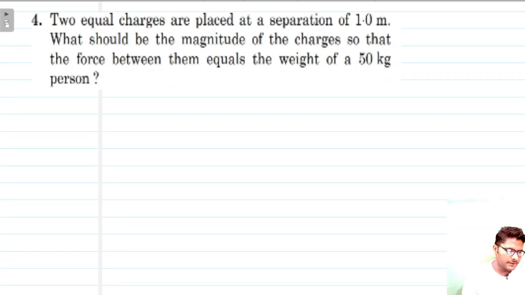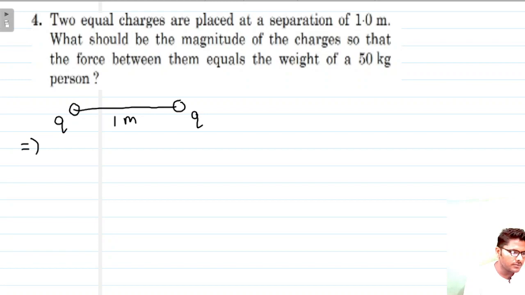Two equal charges are placed at a separation. It is similar to the last question, but in this case you are asked about the magnitude of the charges. Suppose this is Q and this is also Q, and they are separated by a distance of 1 meter. So the force acting between them should be equal to mg.